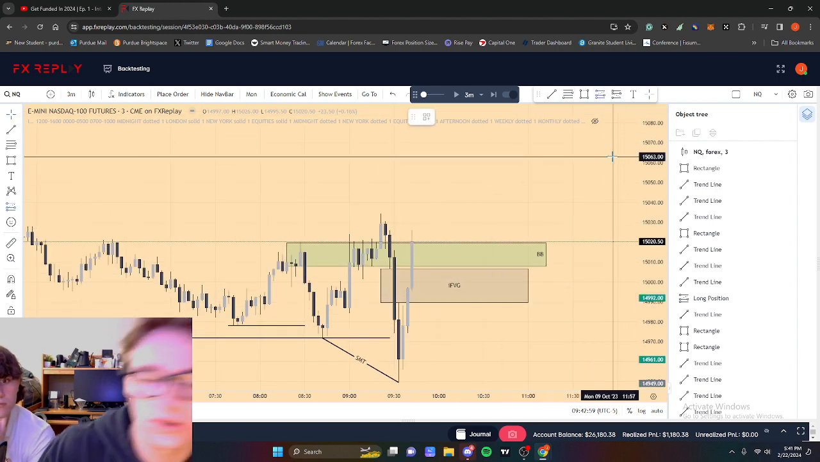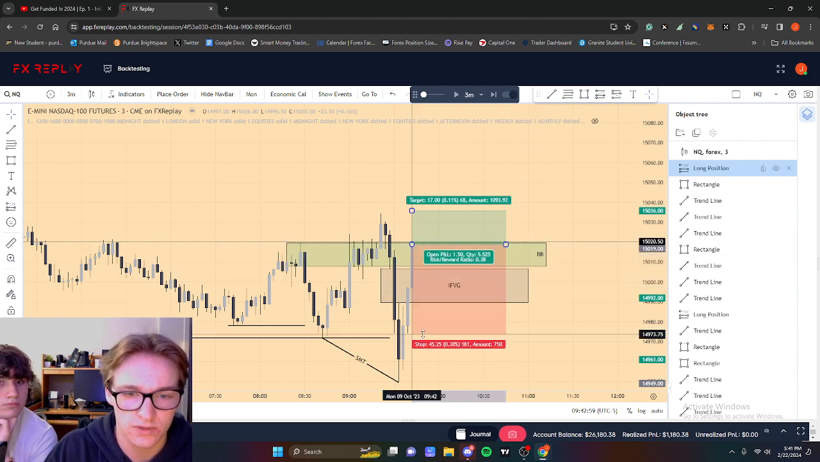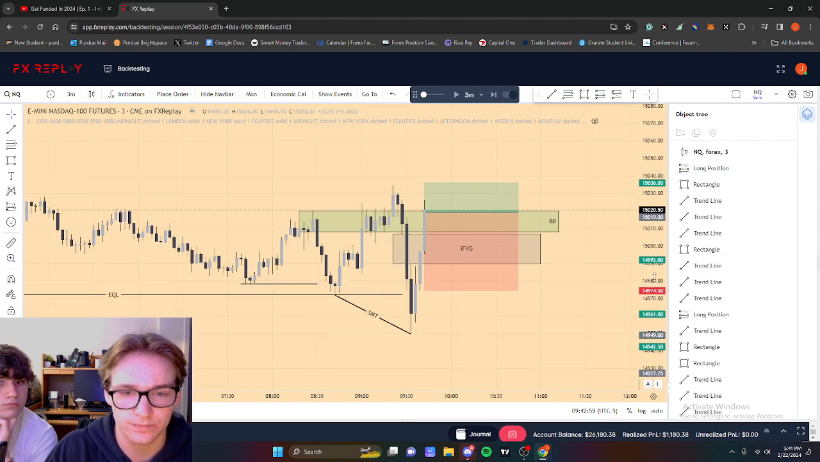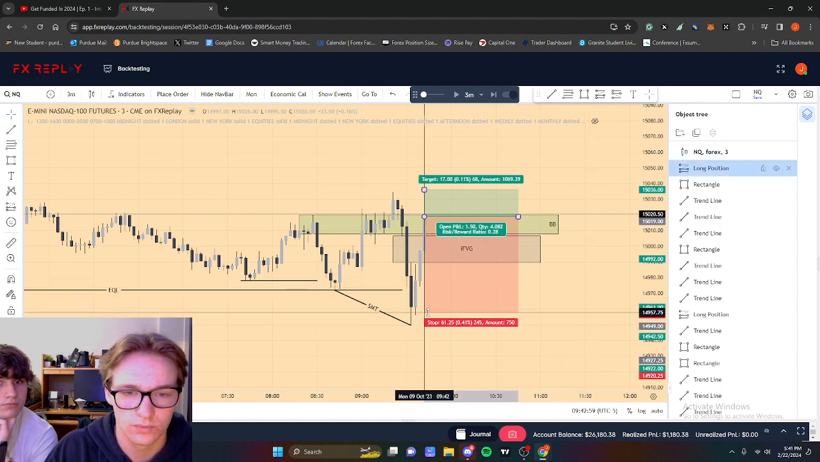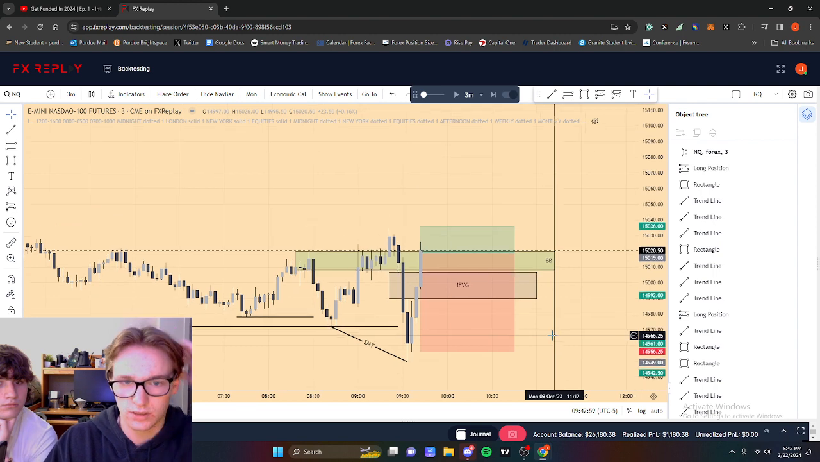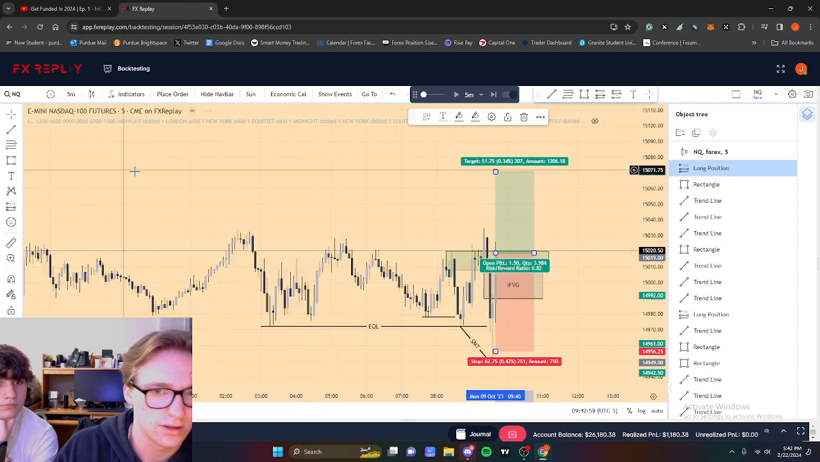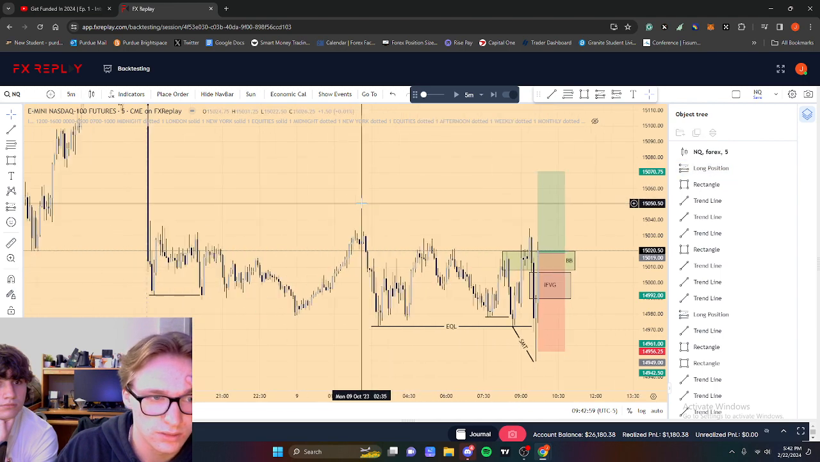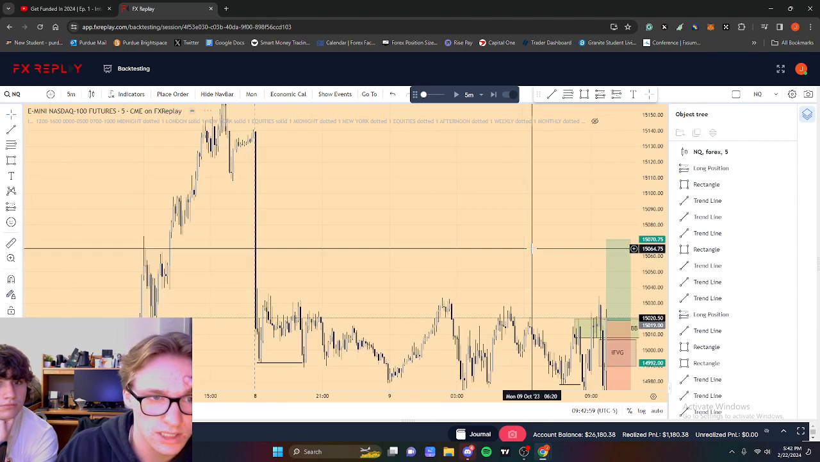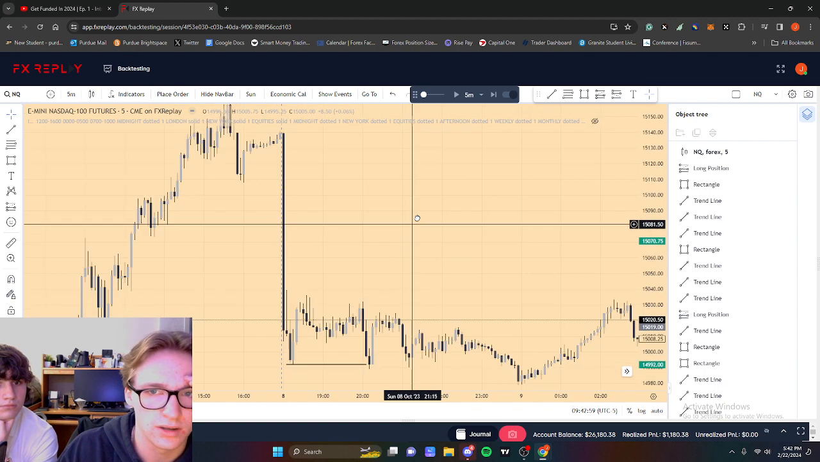So what you can do is pull out your long position tool. Our stop loss for this is going to be at this low, pretty close to the SMT low, but we didn't really get the best fill on this, so we'll just go off that. And then our take profits, honestly, they'd be like 50% of this huge move right here.